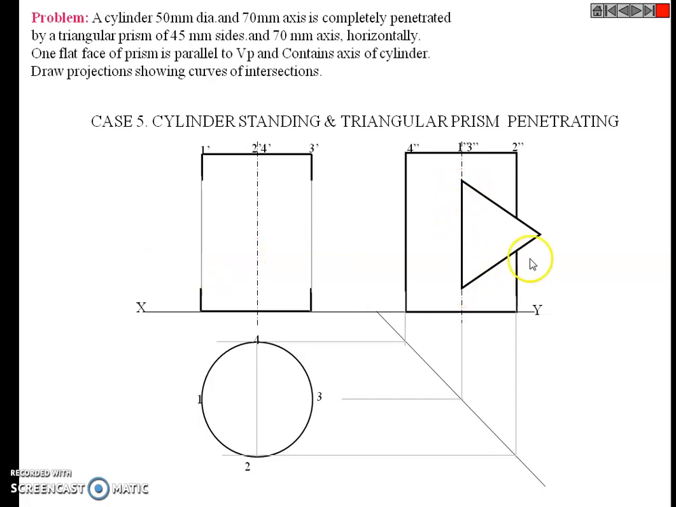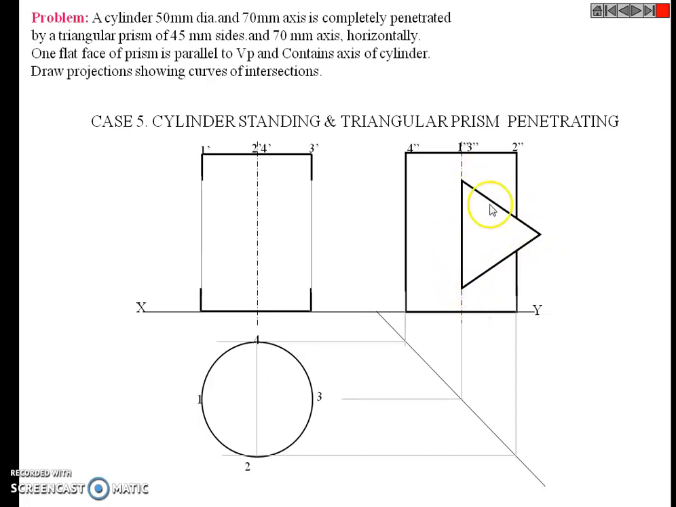This triangular prism, this is the side view of second solid. Second solid is triangular prism. The base side of this triangular prism is 45 mm. Axis length of this triangular prism is 70 mm. One of the flat faces is parallel to VP and contains axis of cylinder. So at middle position, draw this 45 degree height, this flat face, draw this triangle.